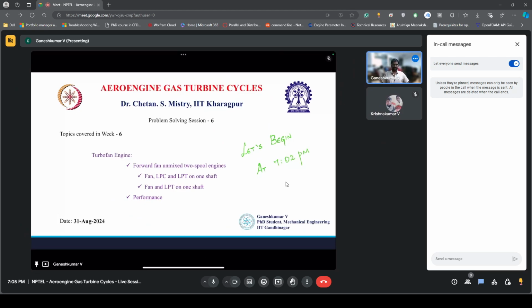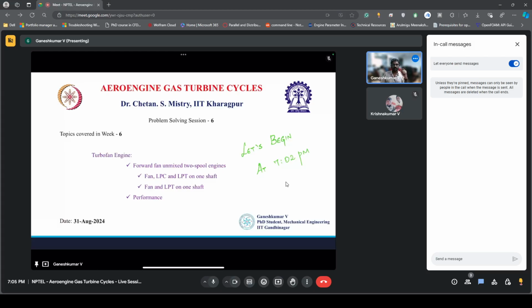We all know turbofan engines, especially two-spool turbofan engines. There are two different configurations that you can design. In the first configuration, you have the fan and low pressure compressor in a spool connected to a low pressure turbine, and there is a high pressure turbine which drives the high pressure compressor. That is one of the configurations you can have for a two-spool turbofan engine.